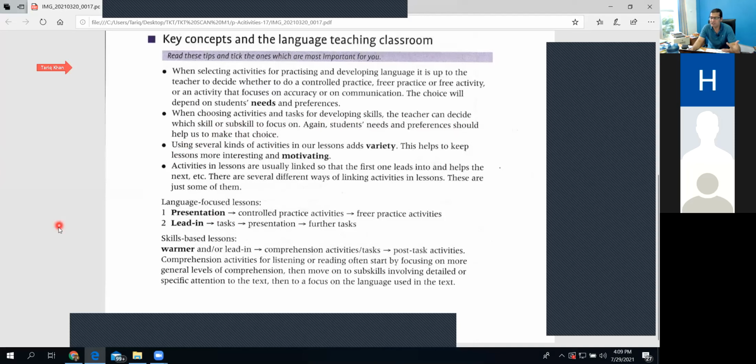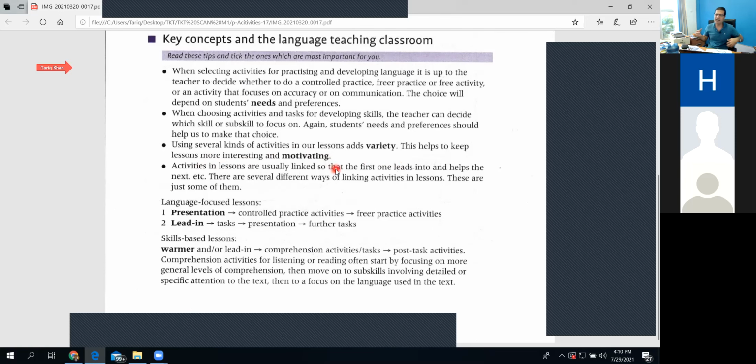It depends on the students' needs and preferences, what they are going to learn. The teacher has to adjust the activities accordingly. All right, that's the easiest formula. Using several kinds of activities in our lesson adds variety. This helps us to keep the lesson more interesting.